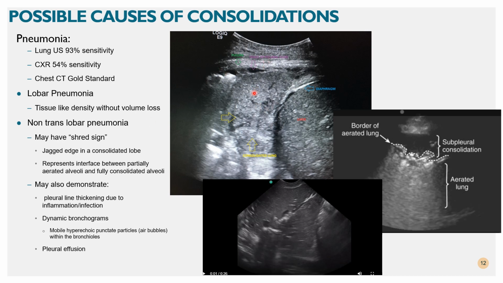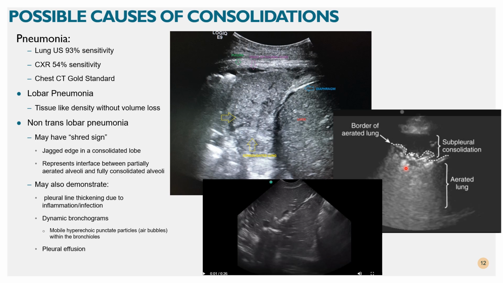Now, non-translobar pneumonia, so it's not going across the lobes, may have something called a shred sign. Here we see a shred sign in this region, and a shred sign here. The shred sign is just a jagged edge on the periphery of the consolidated lobe, and it represents the interface of partially aerated alveoli in the unaffected area coming in contact with the effused tissue of the affected area. With non-translobar pneumonia, we may also demonstrate pleural line thickening due to inflammation.